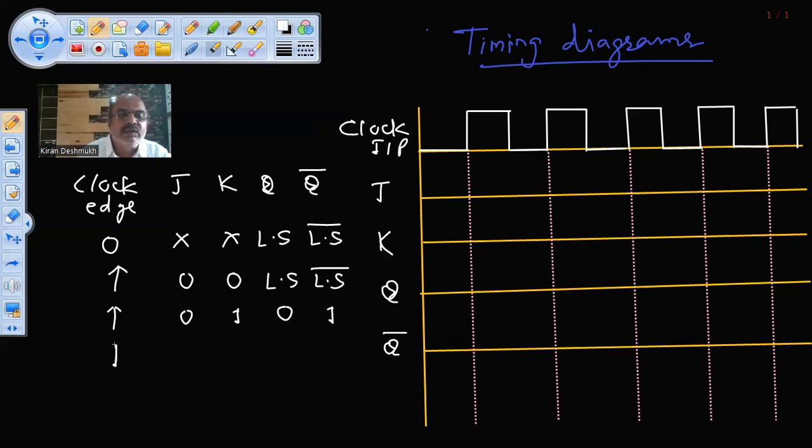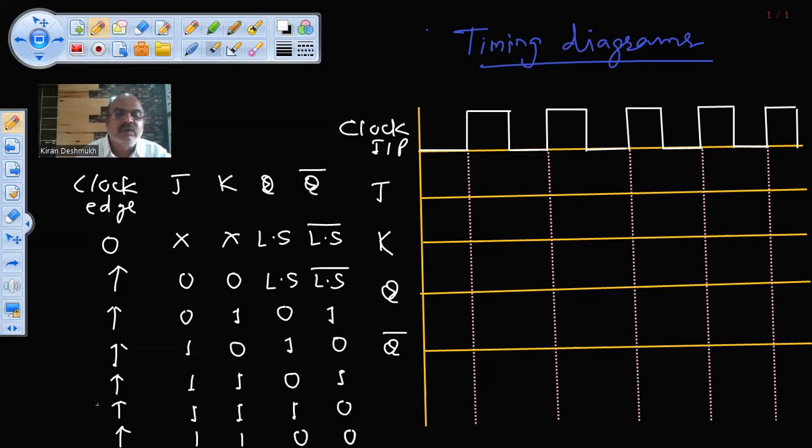On the next edge, if J is 1 and K is 0, then Q will become 1 and Q bar will be 0. On the next edge, if both the inputs are 1, then it will change the state. Q will become 0 and Q bar will become 1. On the next edge, if it is again 1 and 1, Q will become 1 and Q bar 0. Again, if both are 1, then it will change state. Okay, so from here to here, this is toggling.